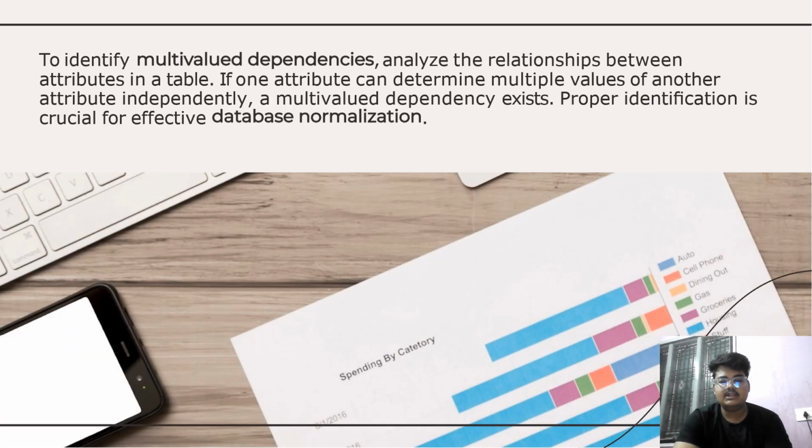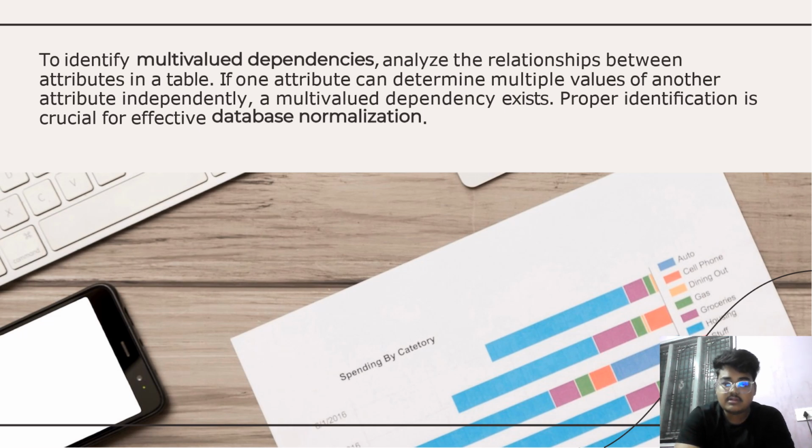To identify multi-valued dependencies, analyze the relationships between attributes in a table. If one attribute can determine multiple values of another attribute independently, a multi-valued dependency exists. Proper identification is crucial for effective database normalization.